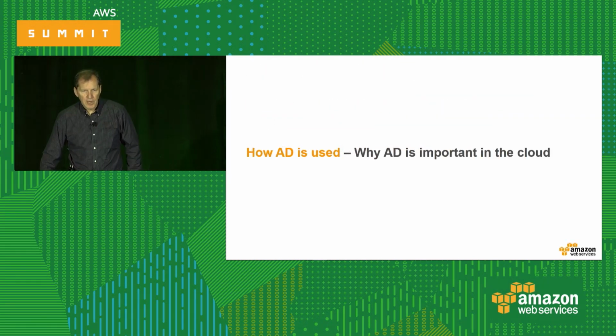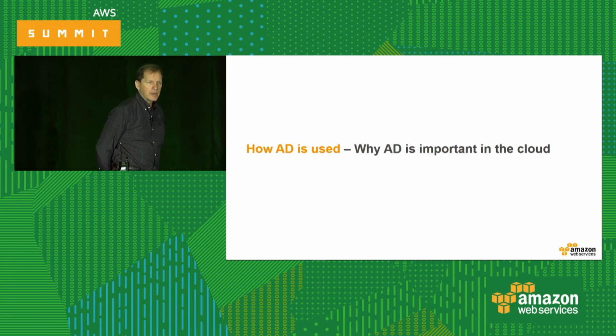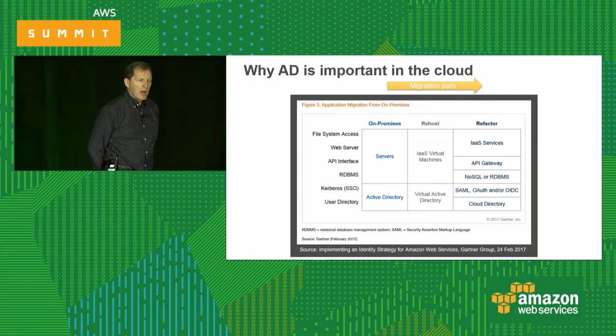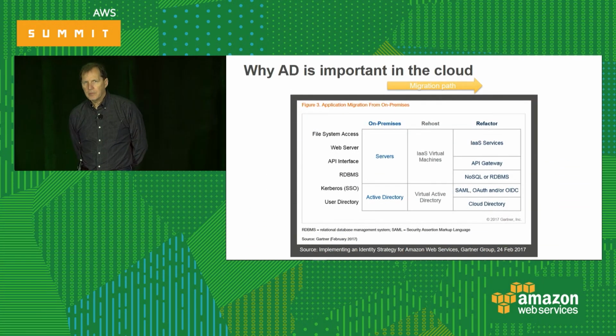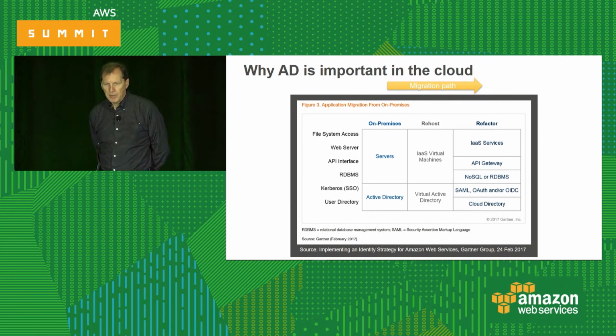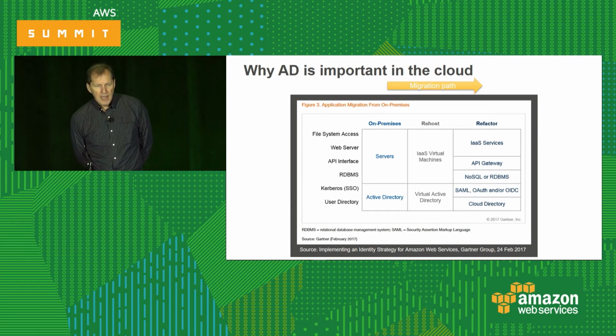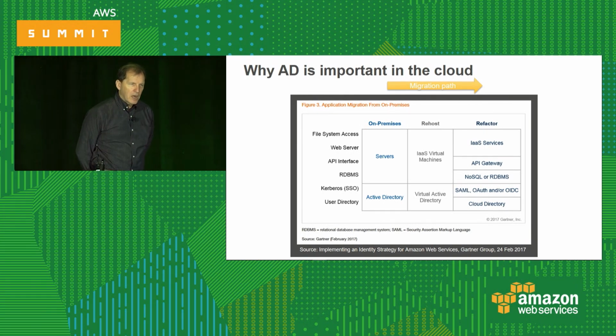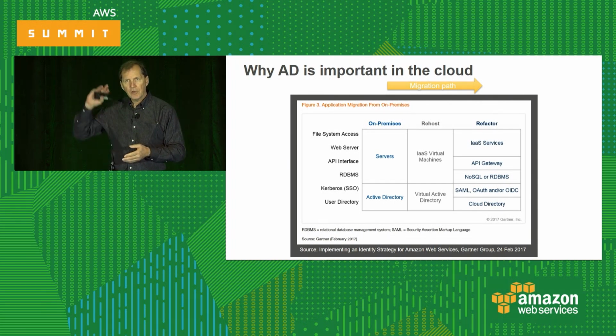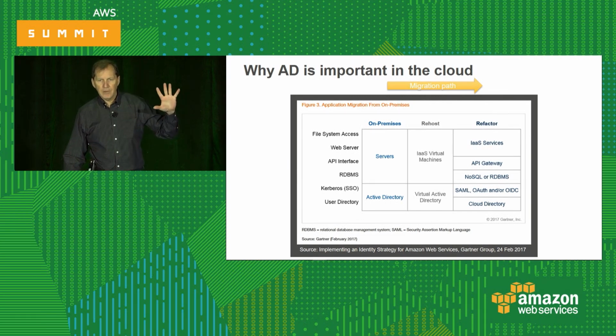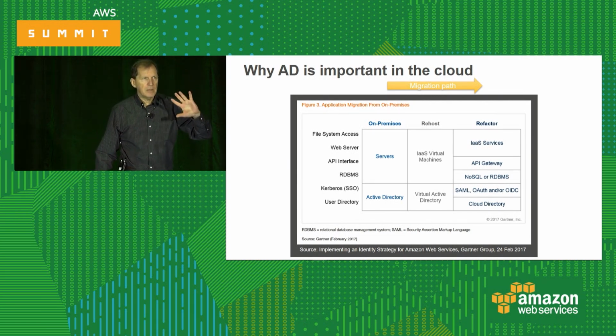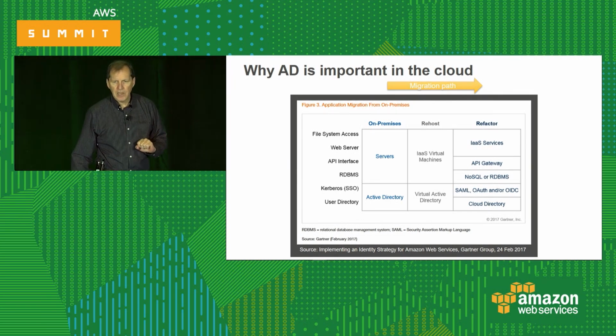Okay, so first let's talk about how AD is used, why it's important in the cloud. Back in February, Gartner Group did a report called Implementing an Identity Strategy for Amazon Web Services. In that report, they talked about how companies are moving to the cloud by refactoring a lot of applications. So they're looking at the right-hand side of this picture here, where they get these services built and make them more native in a cloud environment.